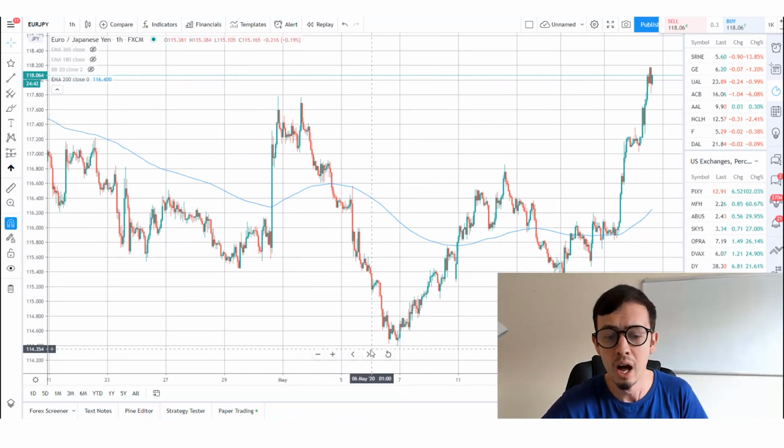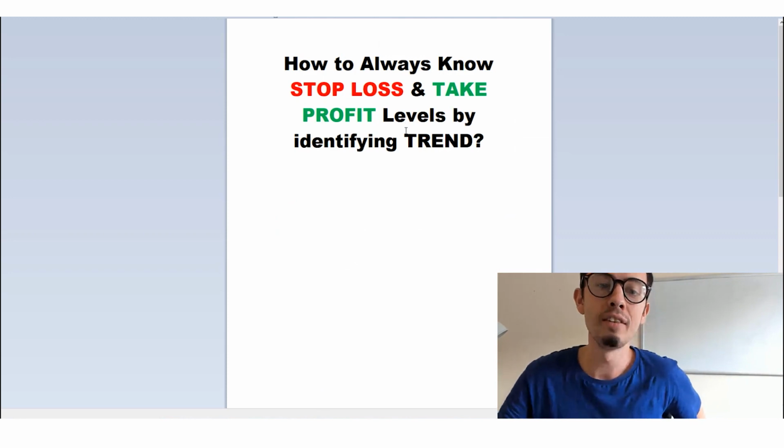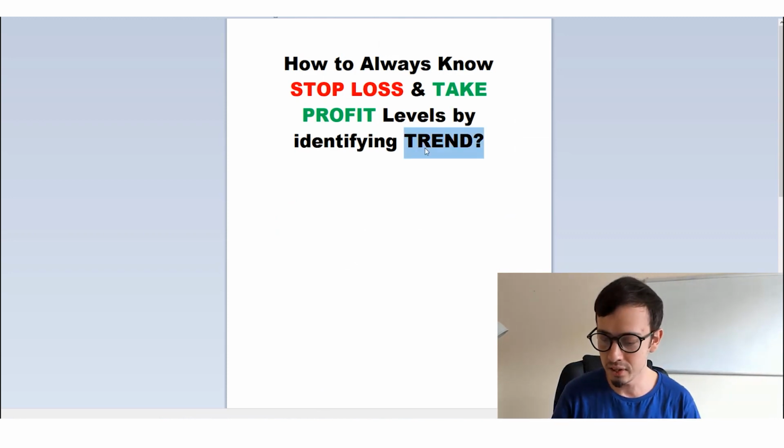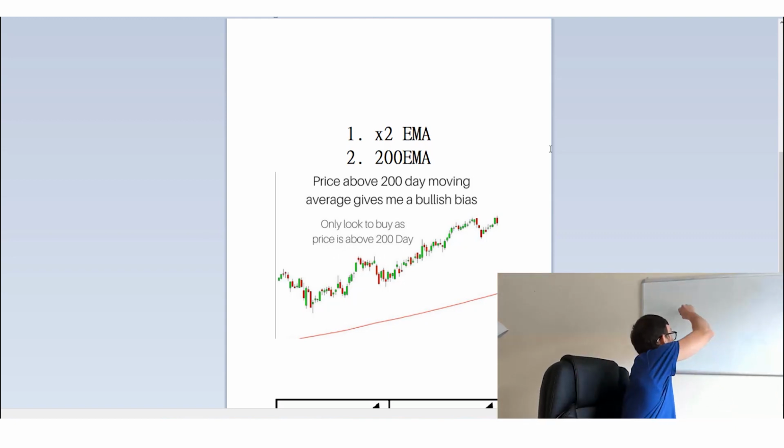So let's begin. How can we do this? How to always know your stop loss and take profit levels by identifying the trend. So this is the thing we're going to do, guys. The best methods, guys.